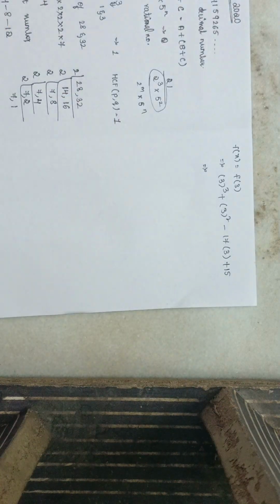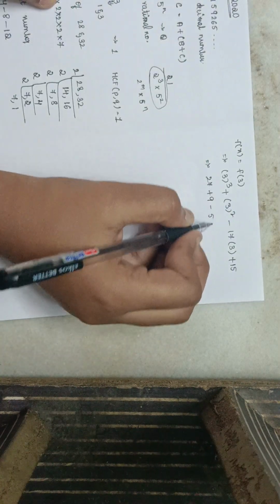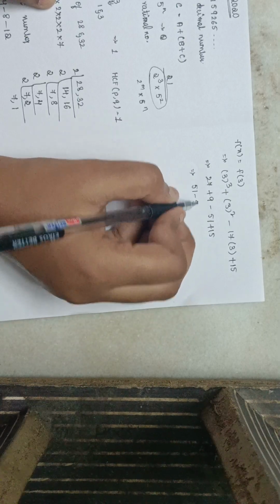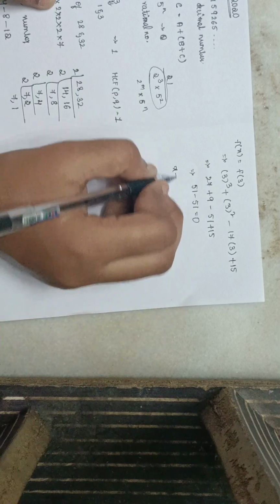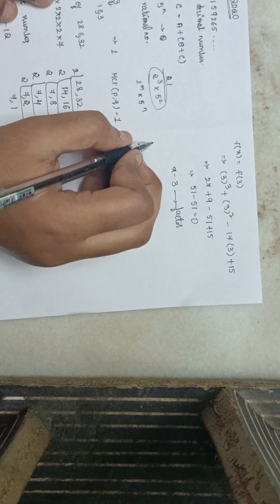That gives 27 plus 9 minus 51 plus 15. 27 plus 9 plus 15 is 51, minus 51, it equals 0. So x minus 3 is a factor of the given polynomial.